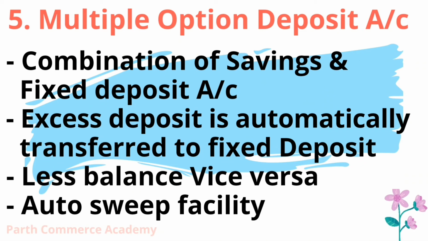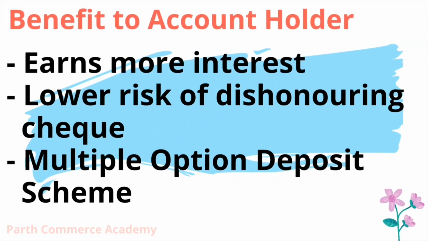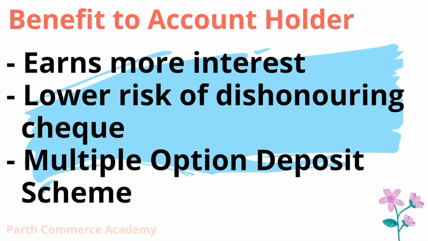Now the last one is the multiple option deposit account. This account is a combination of a savings account and a fixed deposit account, in which a specific option is provided to the account holder. It is a type of savings account in which the deposit in excess of a particular limit automatically gets transferred to a fixed deposit account, and if you withdraw money and the balance decreases below a particular limit, then it is automatically transferred back to the savings account. This is called the auto sweep facility. The account holder gets two benefits from this account. First, he or she can earn more interest, and second, there is a lower risk of dishonoring a check. It is also called the multiple option deposit scheme.